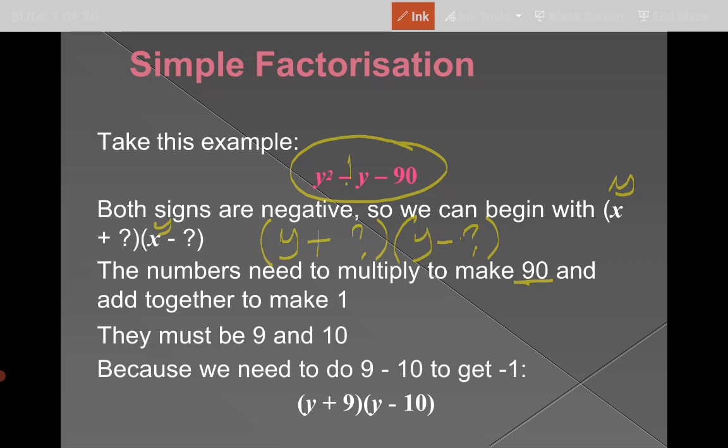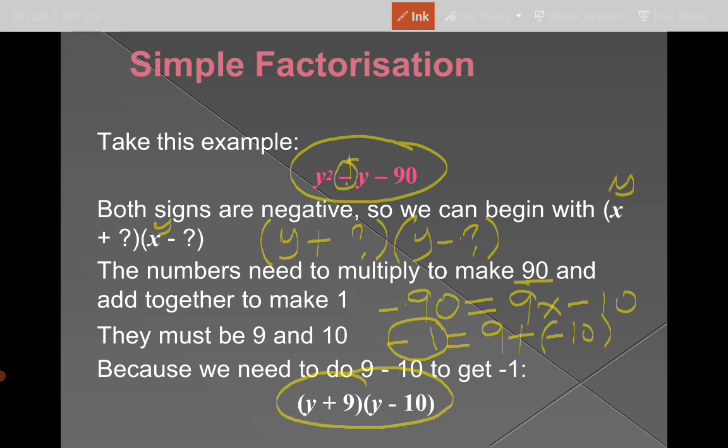All right. So minus 90, take note, is the same as 9 times minus 10. But when you add the two, 9 plus minus 10, you should be able to get minus 1. Which minus 1 is this one? The one with the coefficient of y there. All right? So therefore, the expression is going to be y plus 9 multiplied by y minus 10.